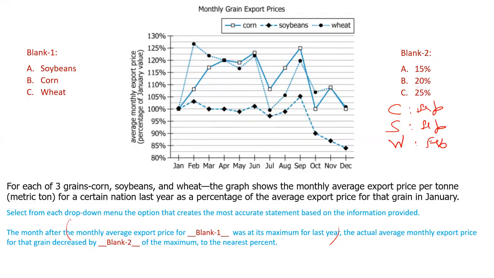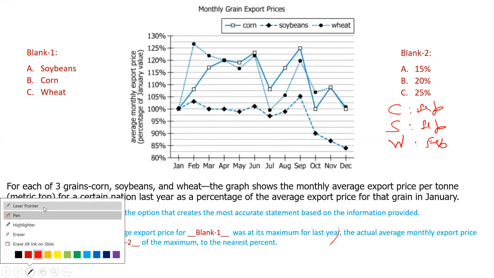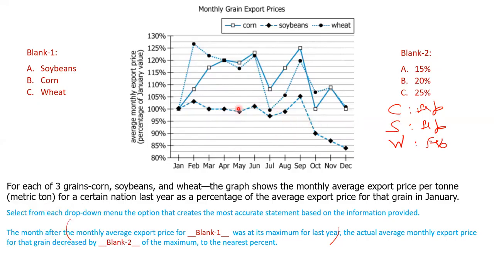I should have read the actual values also. How much is corn in September? This one, right? 125. So this is 125. And soya beans is how much? 105. And wheat is around, I would say, 127, right? 127. Okay.